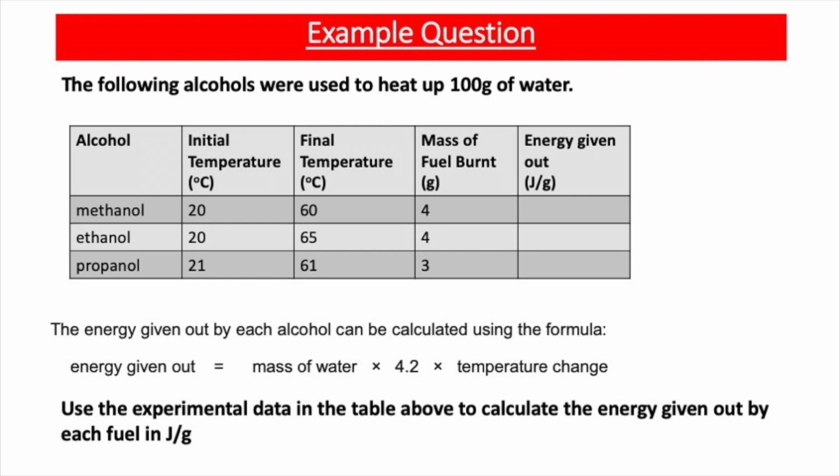Now we're using the alcohols to heat up 100 grams of water, 100 centimetres cubed. You times it by 4.2, you times it by the temperature rise, and we want the energy given out in joules per gram. So you have to divide it by the grams of fuel burnt. So pause the video, have a go at it, and then we'll take you through the answers.